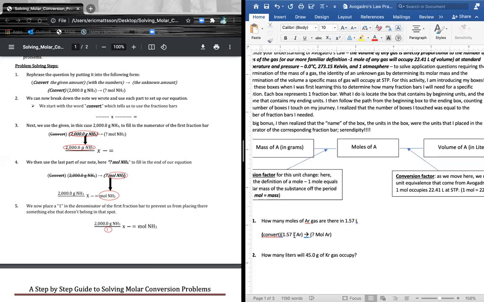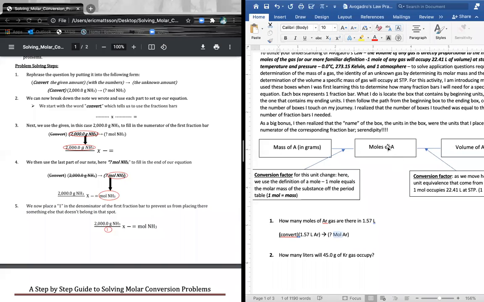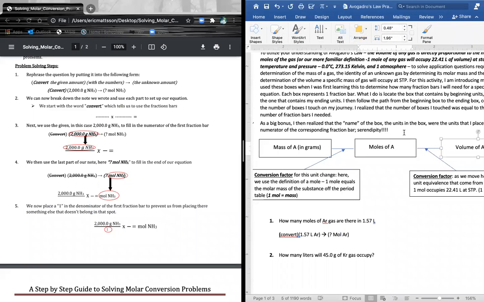So again, this is another great part of this note. Here, my beginning unit of measurement is liters. So I look at my diagram. There's my beginning unit of measurement, liters. And then I look at my ending one. It's in moles. So there's my ending box. So I need to go from this box to this box. That's only one. Here you can see I have a direct line going from this box to this box.